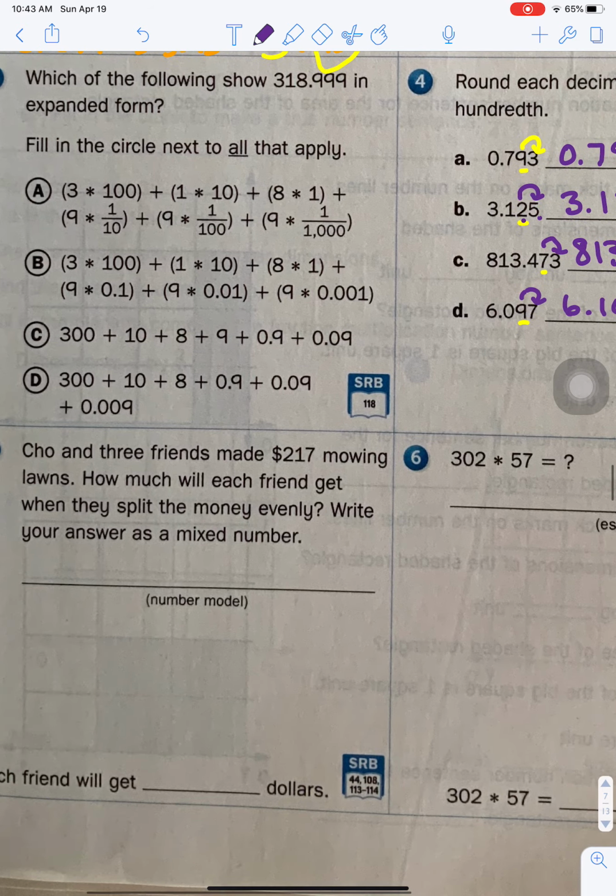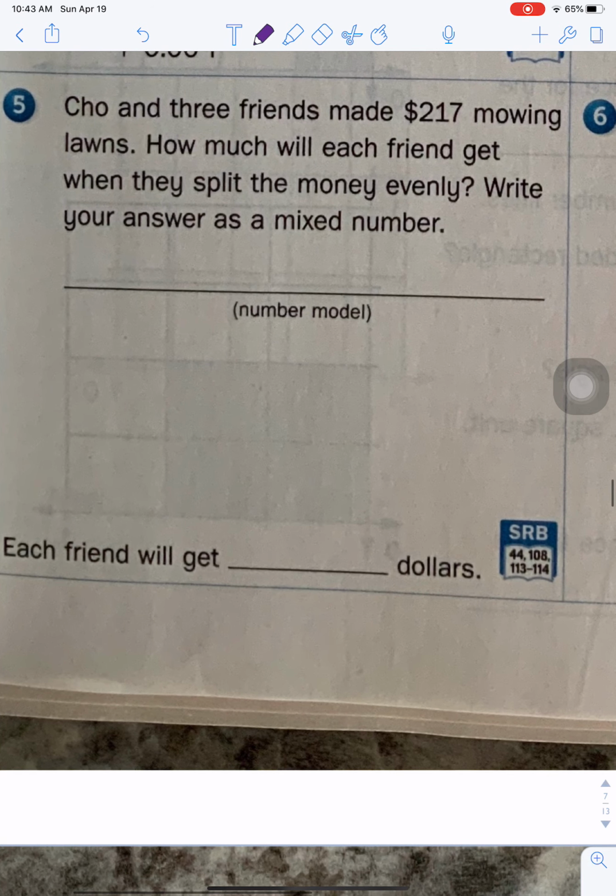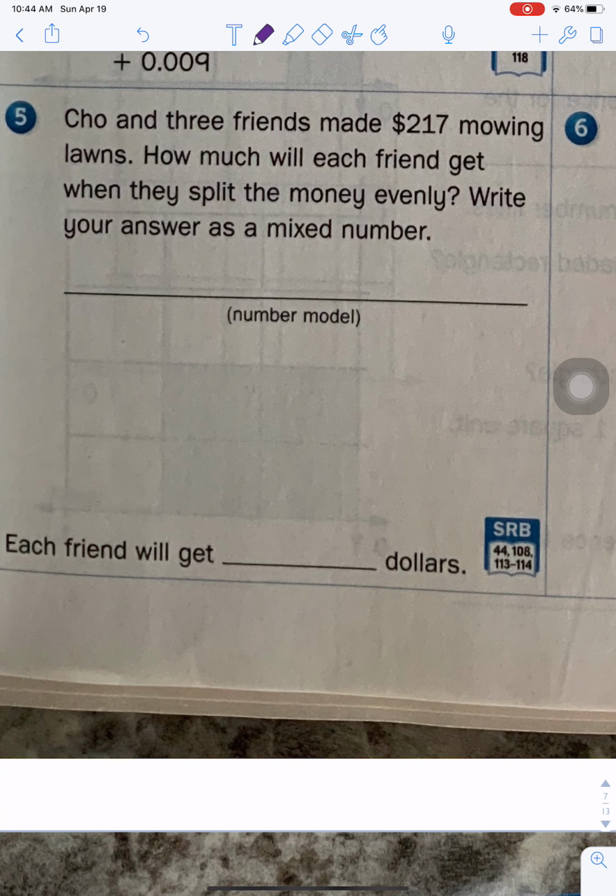All right. Number 5. Sho and his 3 friends made $217 mowing lawns. How much will each friend get when they split the money evenly? Write your number as a mixed number. So you're going to take 217 divided by Sho and his 3 friends, so that would be 4, and then write that as a mixed number.